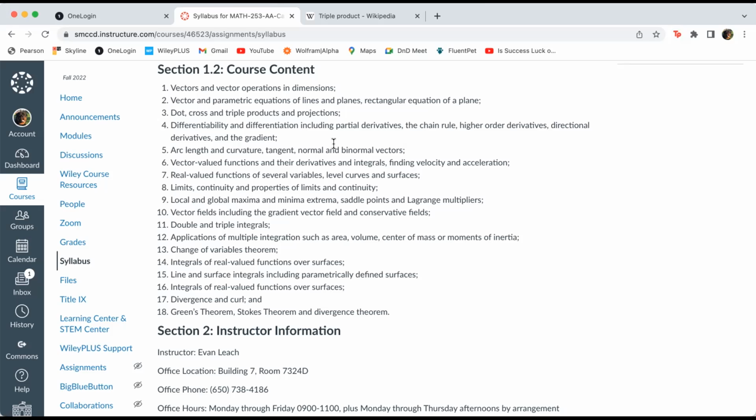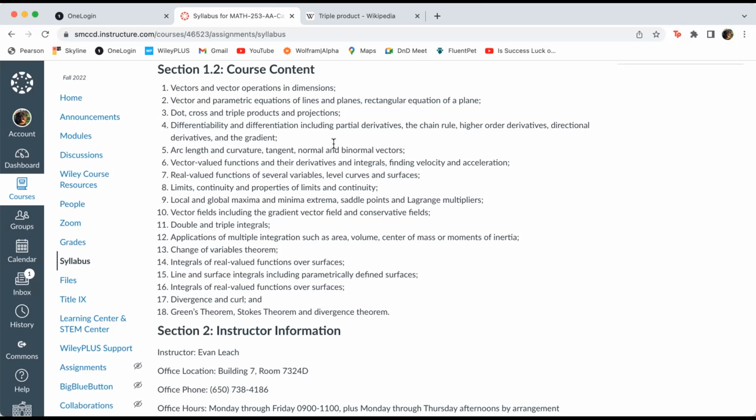Real valued functions of several variables, that's where we open. Level curves and surfaces, that's what we opened this class with. We took functions of one variable and just said functions of two variables now. Instead of one-dimensional curves in R2, we have two-dimensional surfaces in R3. Those are our functions.